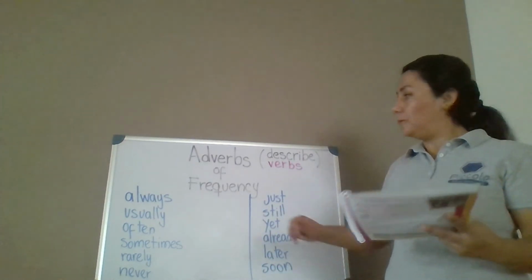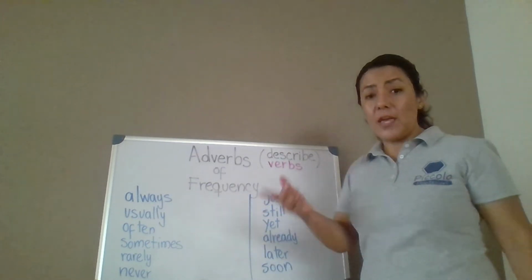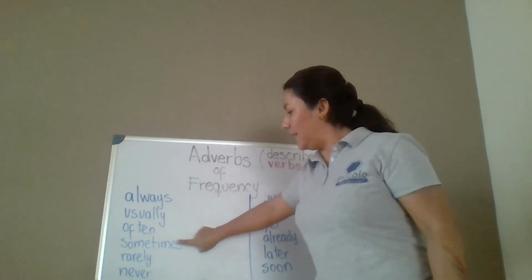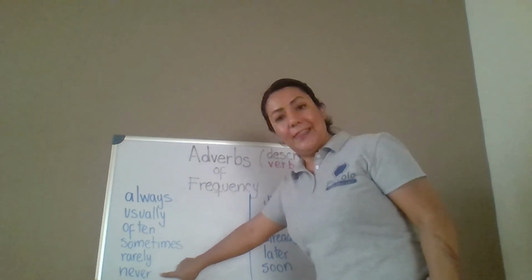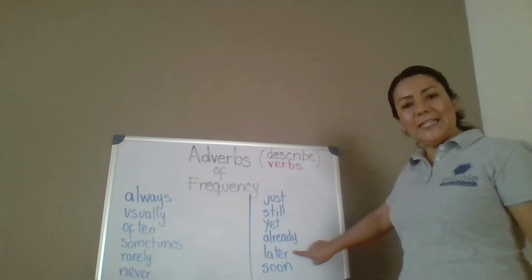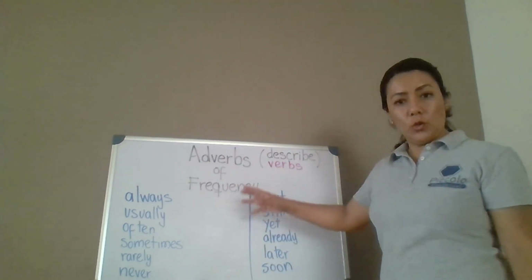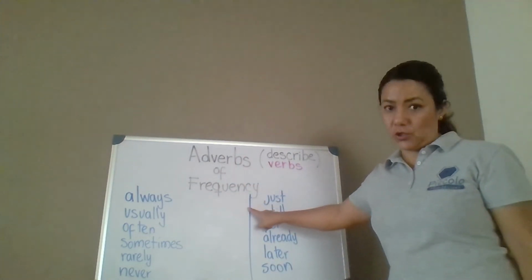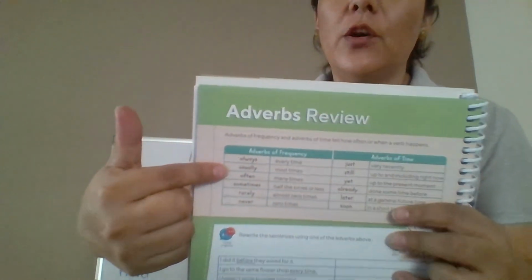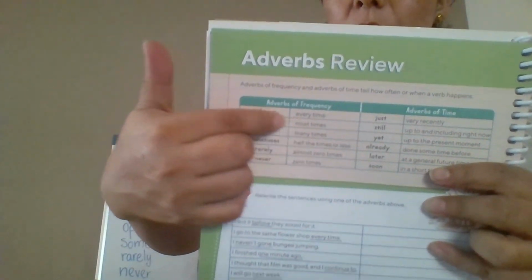Okay? Now, in the book, you have a chart with all these adverbs. Can you read them with me? Always, usually, often, sometimes, rarely, never, just, still, yet, already, later, soon. Okay? These are used to show frequency of actions. Now, in the chart here in the book, they're giving you a little description of when to use each one.